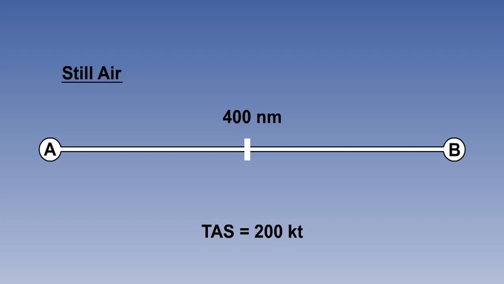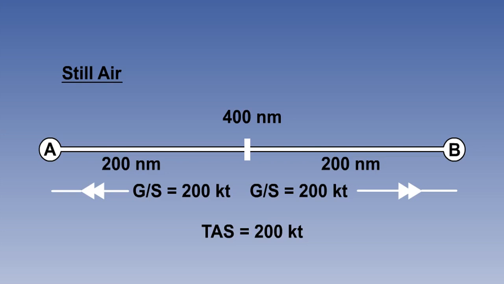We do not take the time to turn into consideration. Turning through 180 degrees at rate 1, 3 degrees a second, takes only 1 minute. This is negligible compared with the total flight time. If we continue onwards, we will have 200 nautical miles to cover at a ground speed of 200 knots. But also, if we come home, we will also have 200 nautical miles to cover at a ground speed of 200 knots.